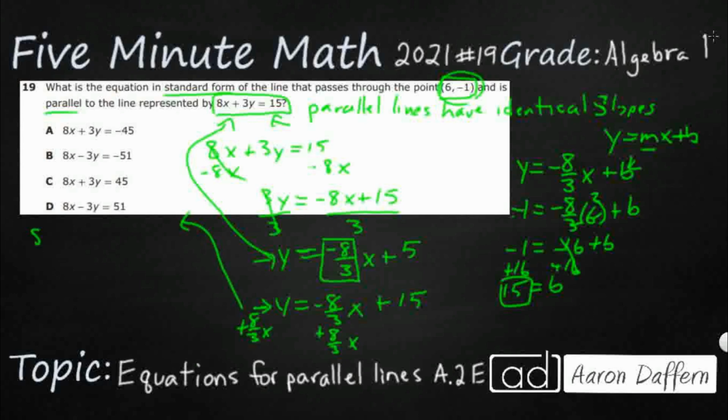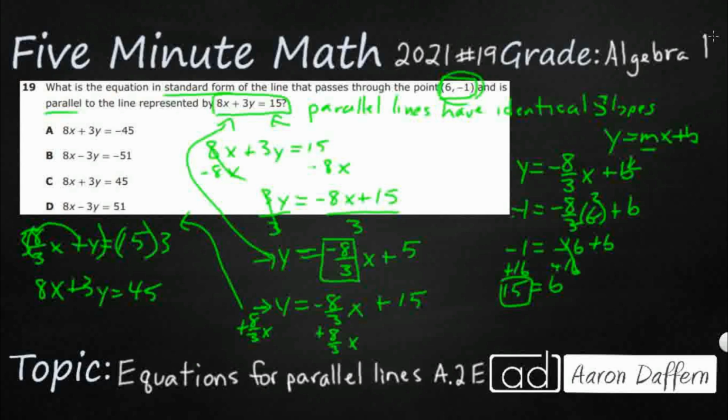So I've got 8/3 x plus y equals 15. We don't really like any of our coefficients to have a fraction, so I'm just going to multiply everything by 3, distribute that out. That's going to give me 8x plus 3y equals 45. All right, so now we've done all of that. We say our answer there is C.